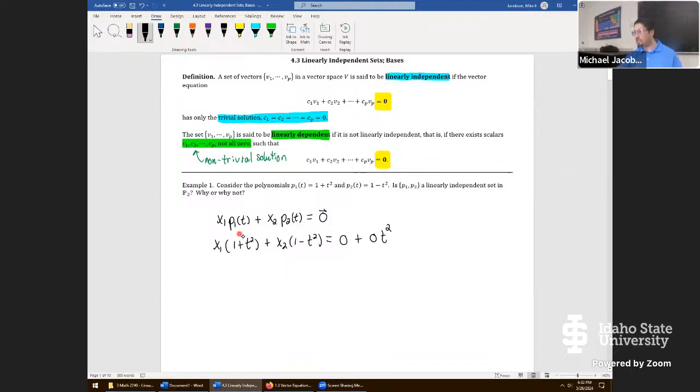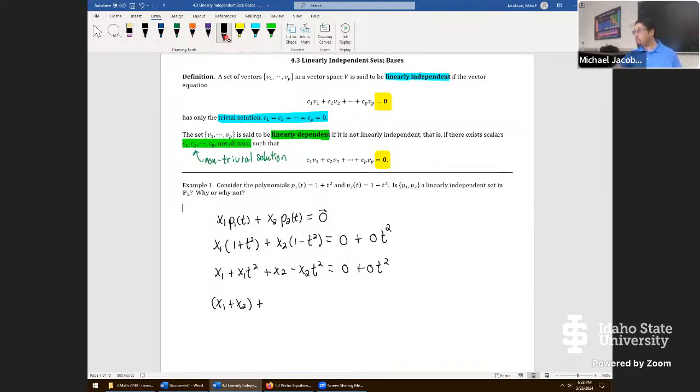So next step, we just distribute. We have x1 times 1 plus x1 times t squared. Then same deal over here, plus x2 minus x2 times t squared equals 0 plus 0 t squared. Finally, next thing to do is start equating those coefficients. This is going to be the constant term, and it goes along with this x1 and that x2. So let's put in x1 plus x2, just to associate them.